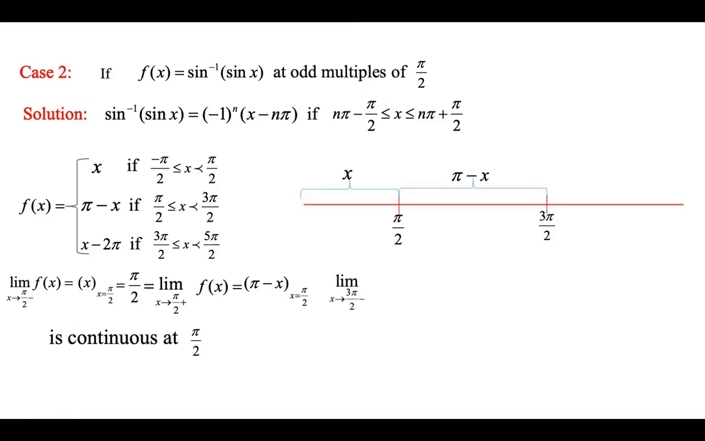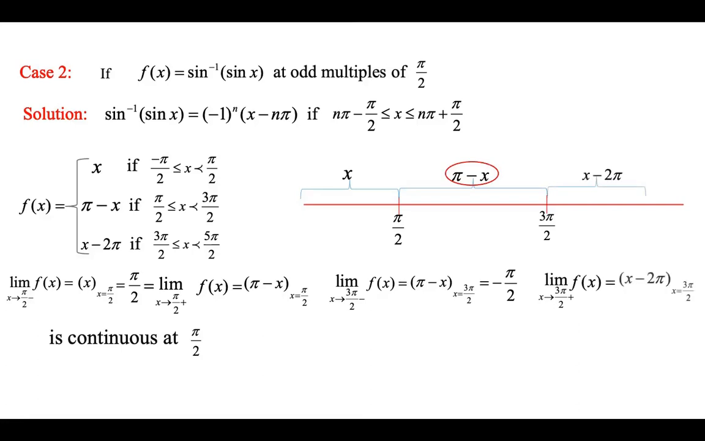And at 3 pi by 2, I am checking. At 3 pi by 2, the left limit is given by the formula pi minus x, evaluated at 3 pi by 2, so pi minus 3 pi by 2, which is minus pi by 2. So the left limit at 3 pi by 2 is minus pi by 2. Similarly, I am calculating the right limit at 3 pi by 2. The right side formula is x minus 2 pi.